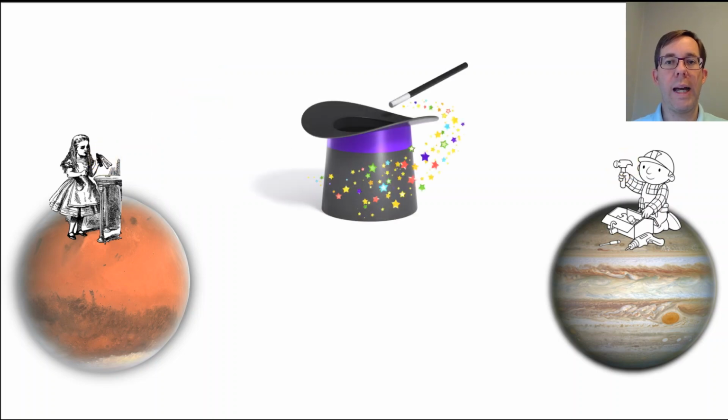Okay, so that's what we talked about last time. And now I'd like to show you how Alice and Bob can use this ability to perform what I'll call a magic trick, some kind of interesting magic trick. They'll prepare an EPR pair on Earth, and then they'll take their qubits very far apart, one to Mars and one to Jupiter.